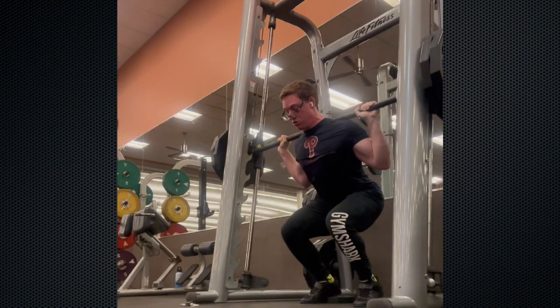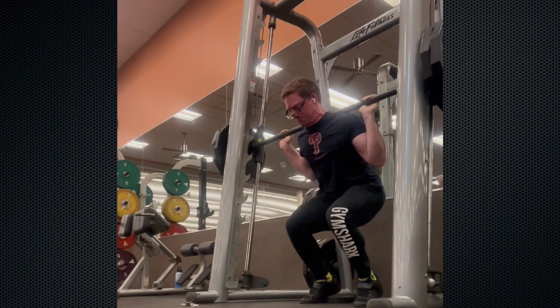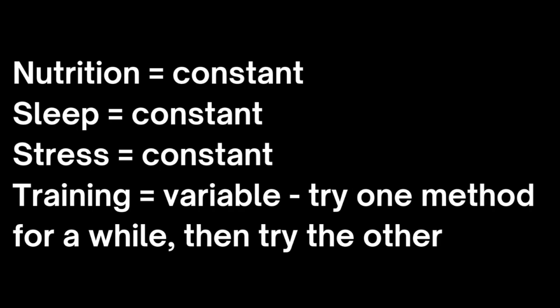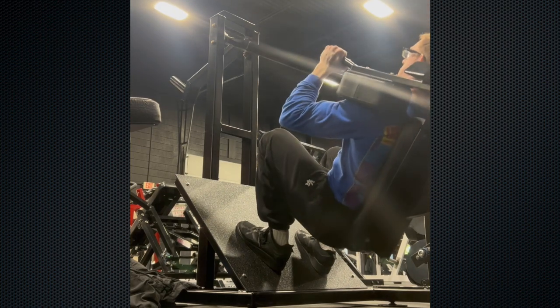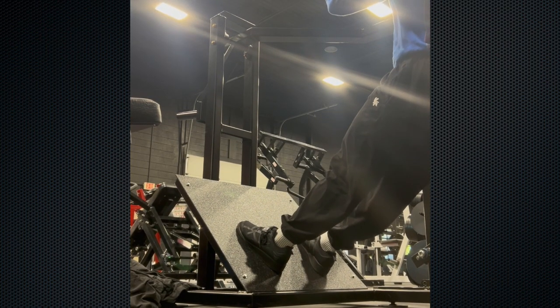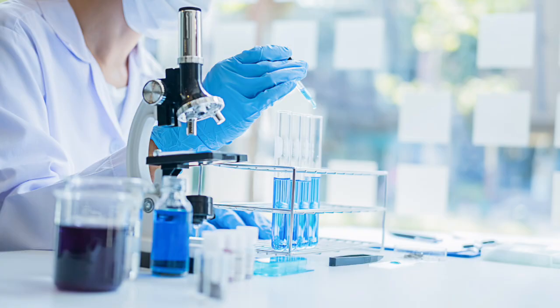Let me give you a quick and oversimplified example to help you understand what I mean by all of this. Let's say we're working with 4 major variables: training, nutrition, sleep, and stress. The only way to figure out if one training method is superior to another is to keep nutrition, sleep, and stress constant and to test each training method for some duration of time. This way, when you compare the results of each training method, you can say with certainty that any difference you observe is not due to nutrition, sleep, or stress because they were all held constant throughout the duration of your experiment. This is the essence of the scientific method.